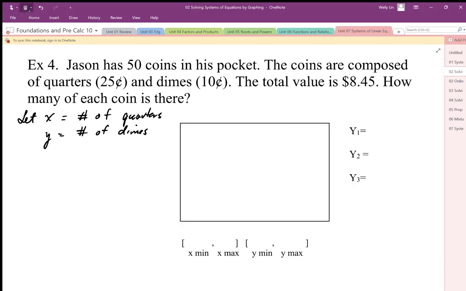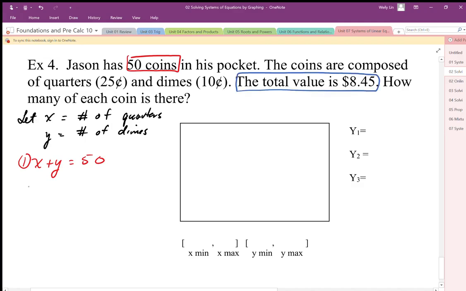So my first equation is going to be based on the number of coins. Here x and y are the actual number of coins. So my first relationship is going to be x plus y equals 50. Then I need to come up with a second relationship, and the second relationship is going to be based on the total value. So how do I calculate $8.45?